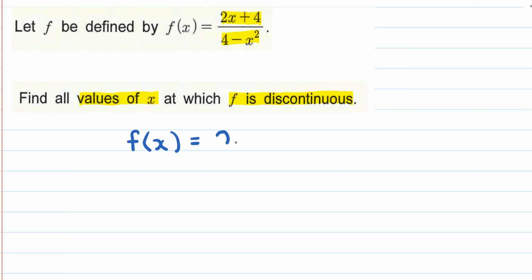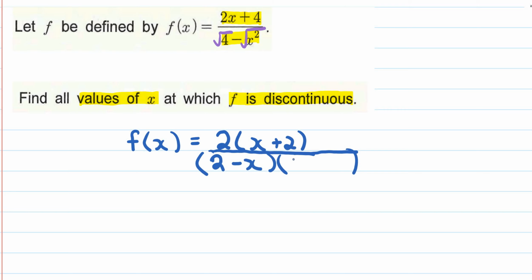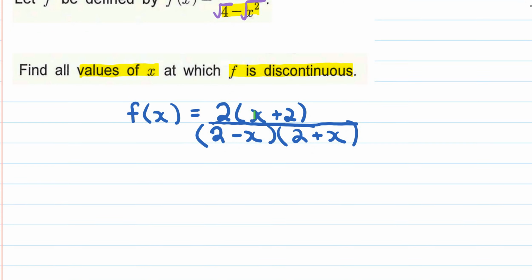On the numerator, I can factor out a 2, so I get 2(x + 2). And on the denominator, I have a difference of squares. So all you're doing here is taking the square root of 4 and the square root of x squared, so I get (2 minus x) and (2 plus x). From here, I can see that there's an x plus 2 on the numerator and a 2 plus x on the denominator. So that means we have a hole at x equals negative 2.